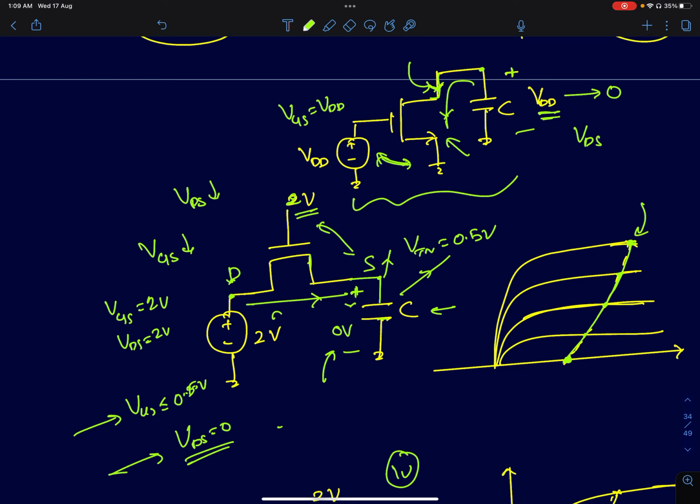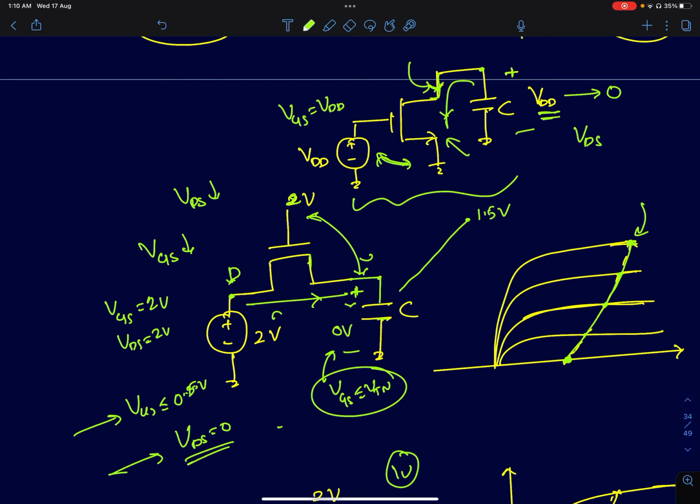So as the source voltage increases, there are two possibilities. The capacitor can at max go to 2 volts, and when it reaches 2 volts, VDS becomes 0. That is the maximum voltage this capacitor can go to. But at that point, your VGS becomes 0, which means your MOSFET stops conducting much before that. So as this capacitor voltage is increasing, say it reaches 1.5 volts, 1 VT lower than the gate voltage. When it reaches 1.5 volts, at that point, you end up satisfying the condition VGS less than or equal to VT.